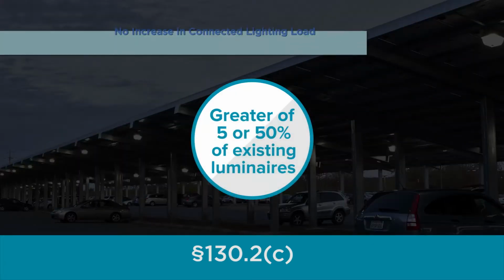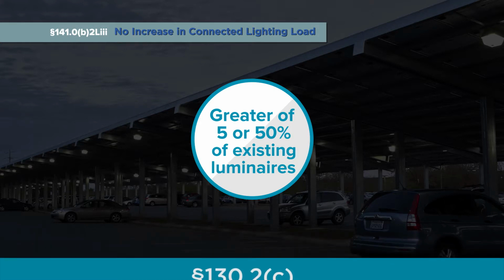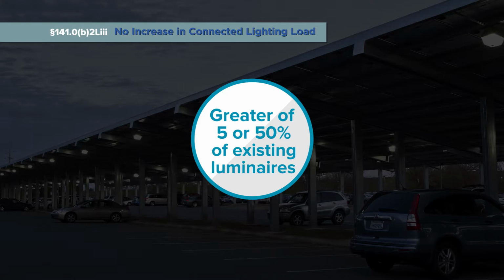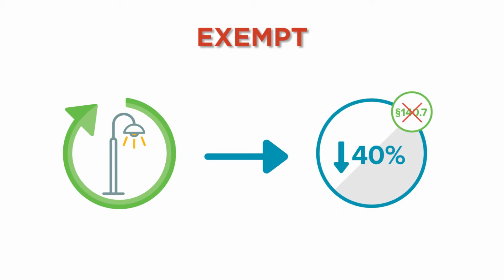In addition to these requirements, outdoor lighting alterations where the greater of 5 luminaires or 50% of existing luminaires are replaced must also meet the lighting power allowance requirements in section 140.7. There is an exception, however. Replacement luminaires that reduce energy consumption by 40% or more compared to the incumbent luminaires do not need to comply with the lighting power allowance requirements contained in section 140.7.